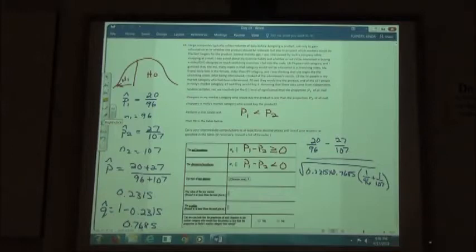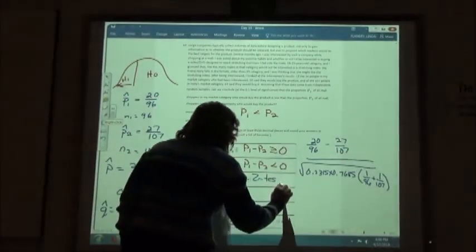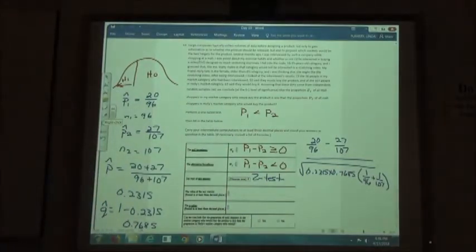I forgot to write down that I was doing the z-test again. Since I'm doing proportions, I'm doing the z-test.